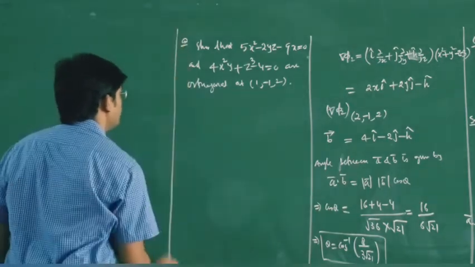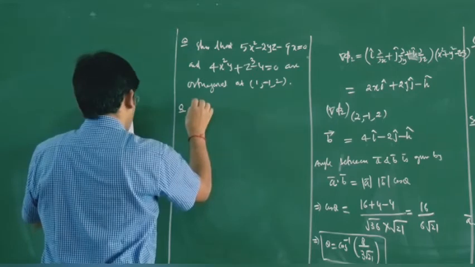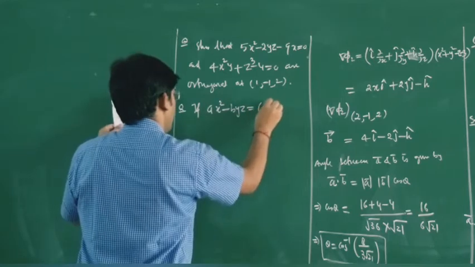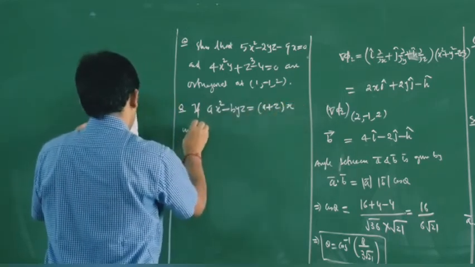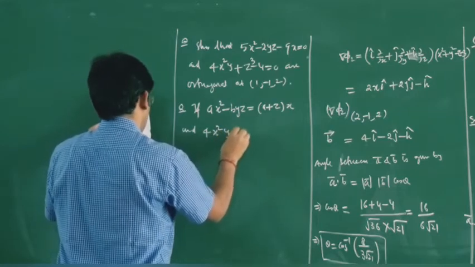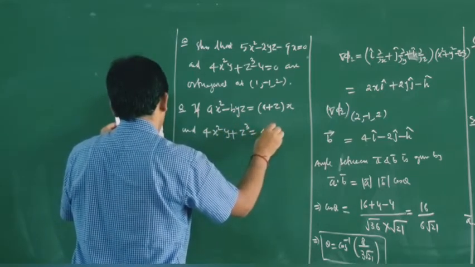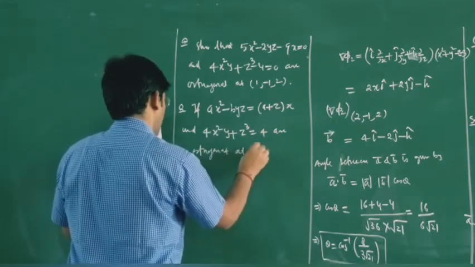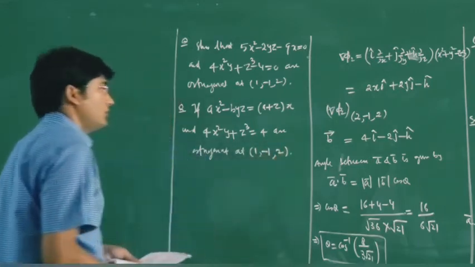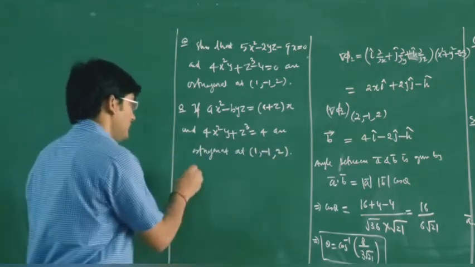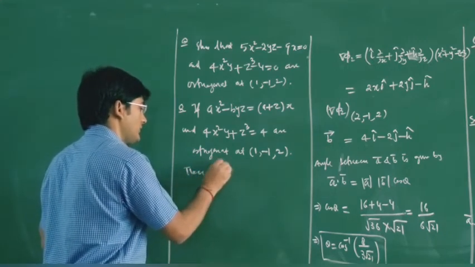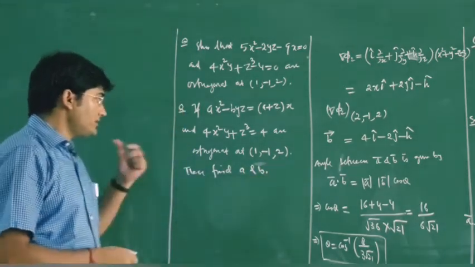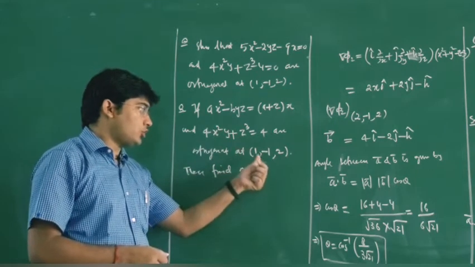Now our next question is, if ax square minus byz equal to a plus zx and 4x square y plus z cube equal to 4 are orthogonal at 1, minus 1, 2, then find out the values of A and B. Just evaluate the value of A and B. It is given that these two are orthogonal at this point.